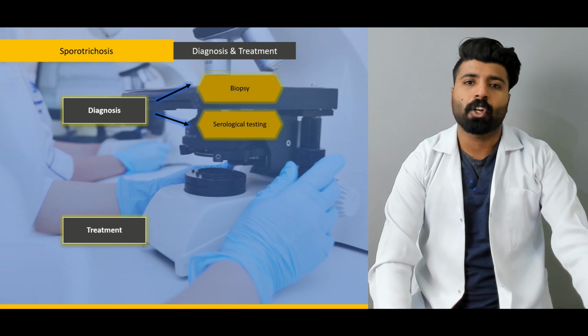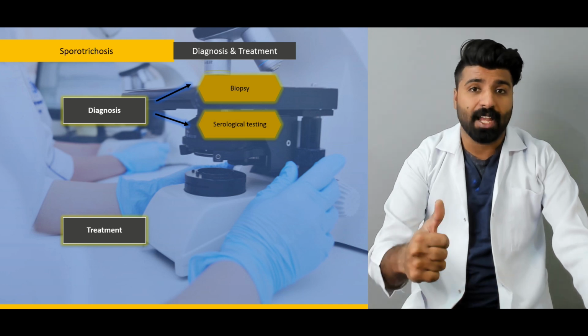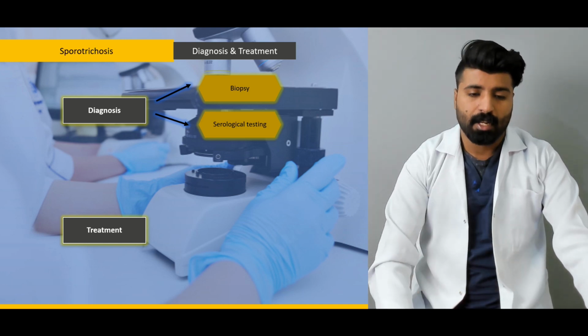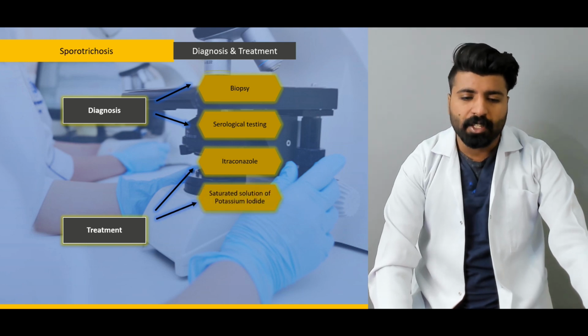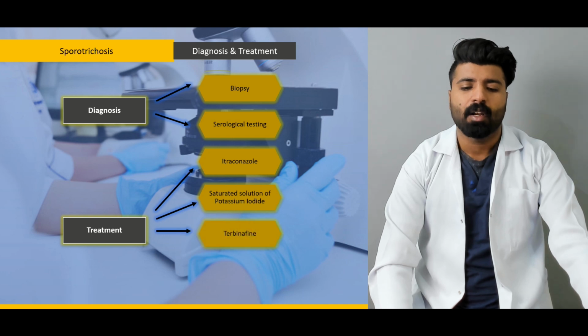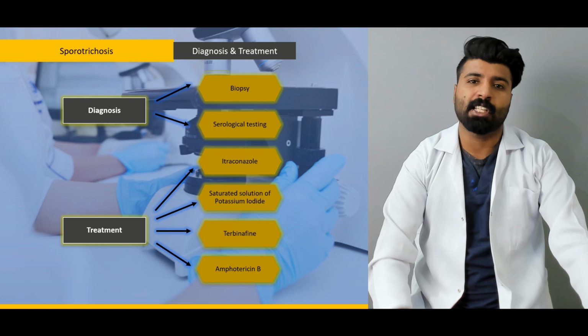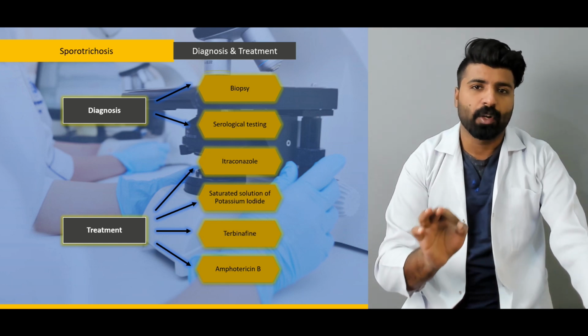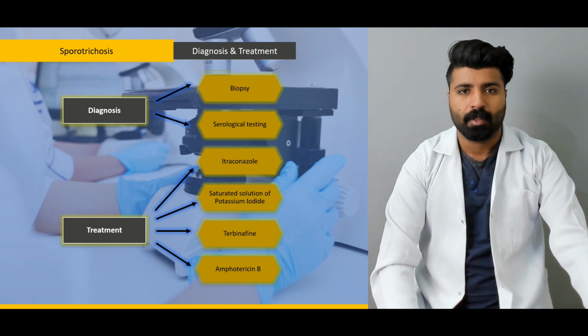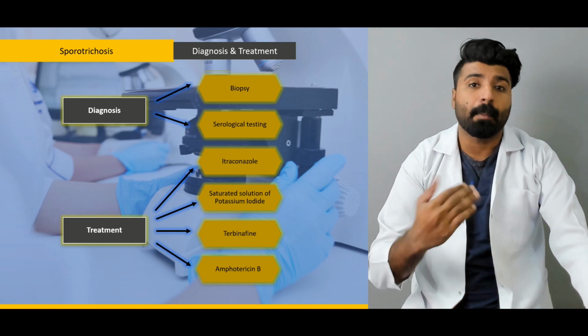Right? So what's going to be the treatment? First of all, we'll treat the signs, then the symptoms, and next we have itraconazole, we have saturated solution of potassium iodide, we have terbinafine, and we have amphotericin B. Now these four drugs are very useful in treating sporotrichosis. In some patients, they're given in combinations.